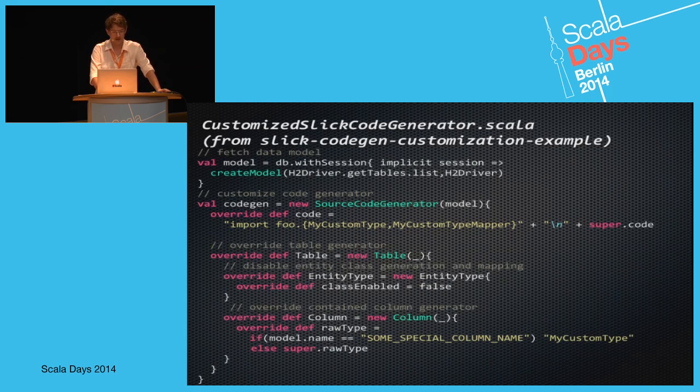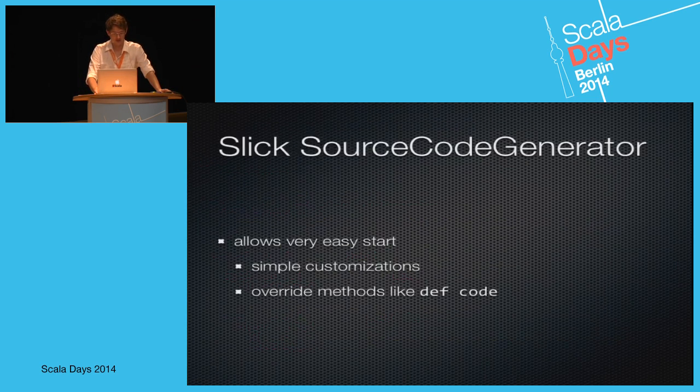And that's how it can look if you customize Slick's code generator. First, you fetch the model from the database using this create model function. Then you pass it to the code generator, and in the code generator, you have all these methods you can override, like override def code in the generator itself to add some imports, or these inner classes responsible for certain things, and you can override def code in them, or they have some other things you can override for certain features. That's a very easy way to get started. Simple customizations and just some overrides.